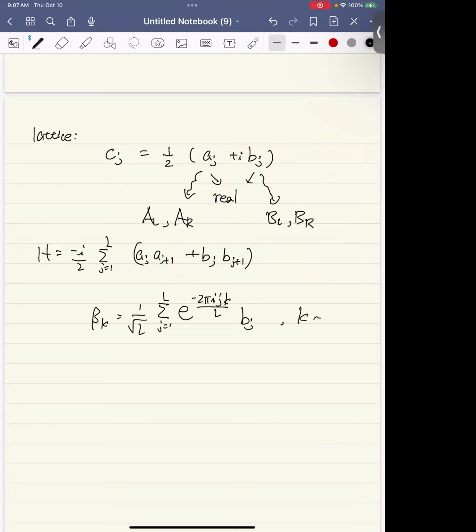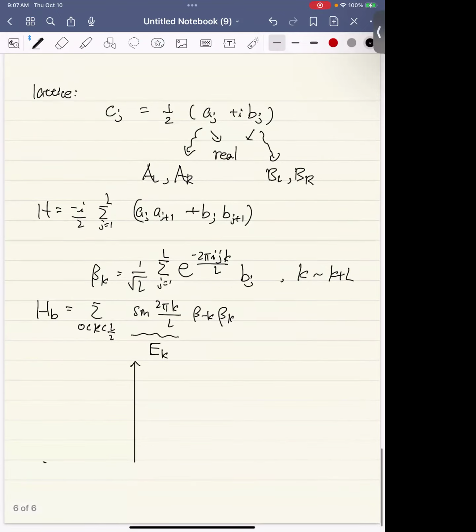So K is the momentum, and it's identified with K plus L, and beta K is the Fourier mode. Now the Hamiltonian for the B fermion, retaining momentum space, takes this form. So the energy is given by a sign function. Let me plot the sign function. It looks like this.